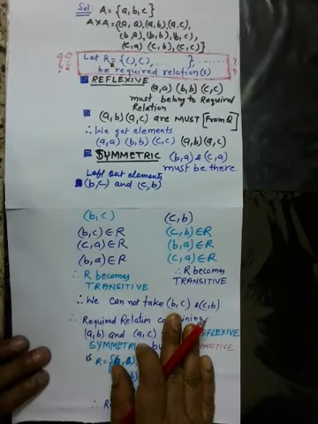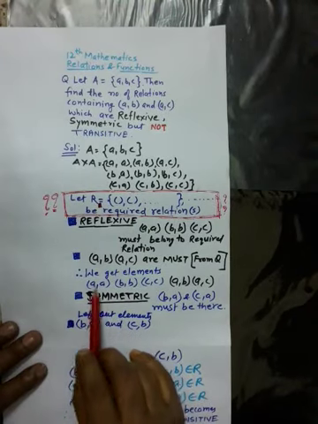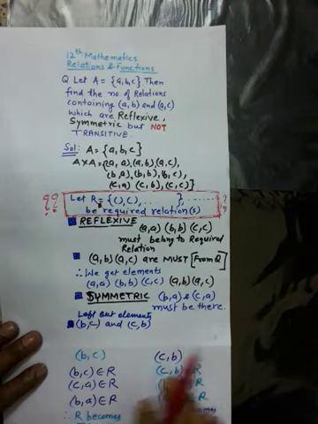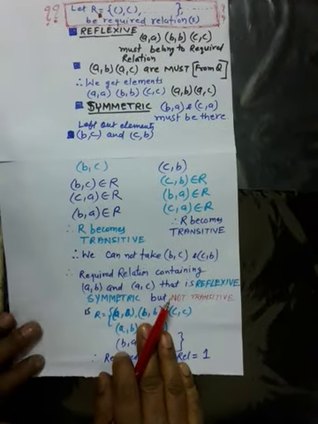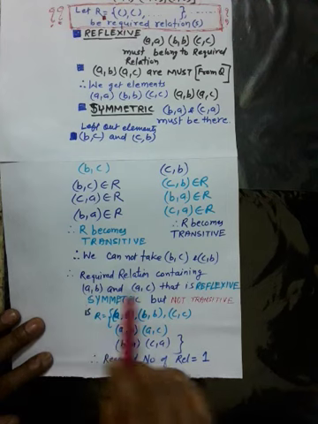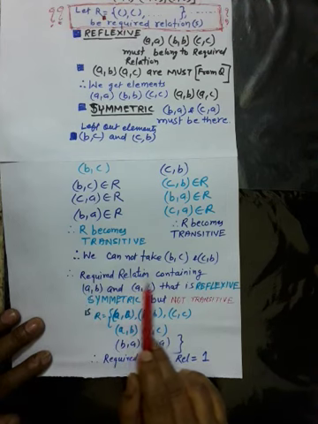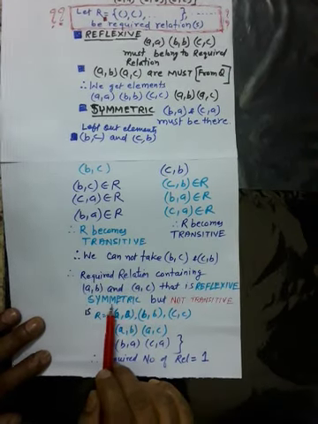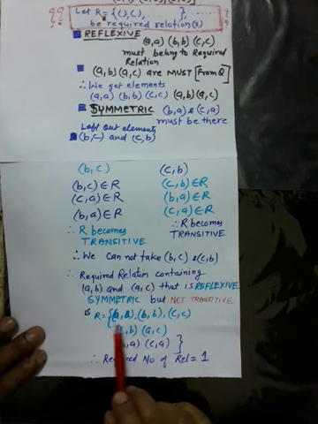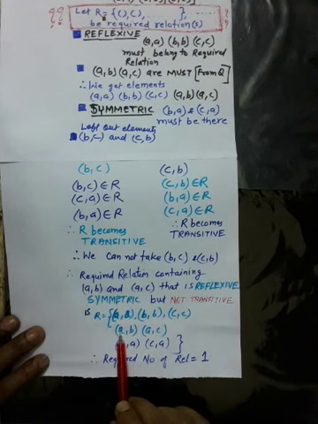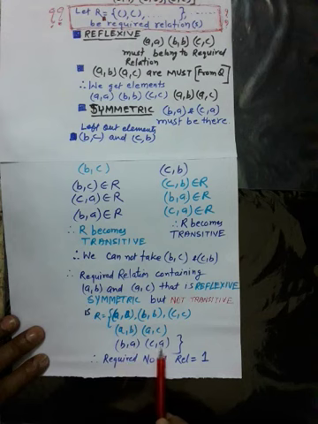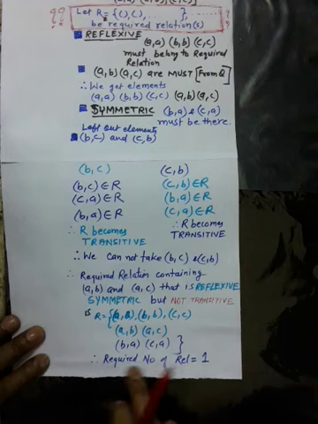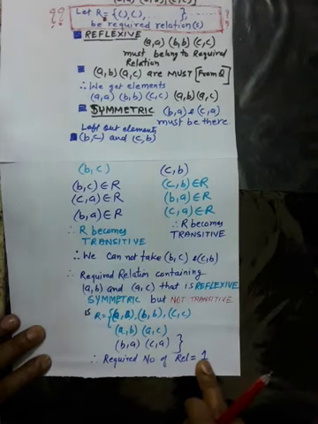So what can we take? We can take whatever we have taken here: (a, a), (b, b), (c, c), (a, b), (a, c), (b, a), (c, a), and we can take only these elements for the required relation. So we can write the required relation containing (a, b) and (a, c), as given in the question, that is reflexive, symmetric but not transitive, as R is equal to {(a, a), (b, b), (c, c), (a, b), (a, c), (b, a), (c, a)}, and this is the only one relation which is satisfying the above conditions. So the required number of relations is 1, and this is our answer.